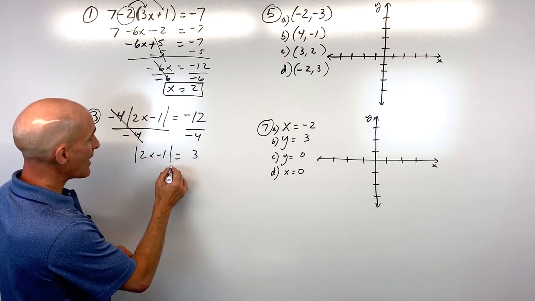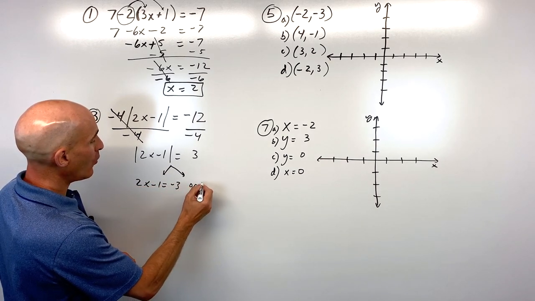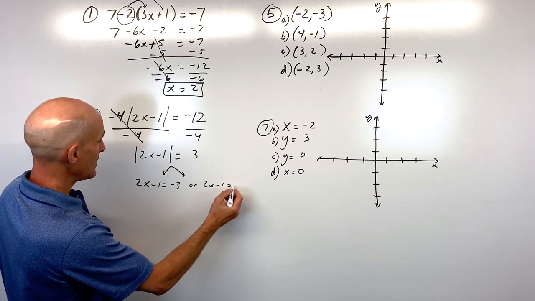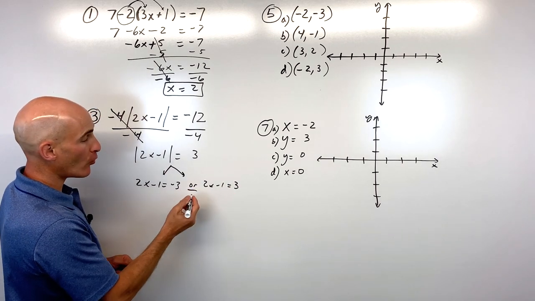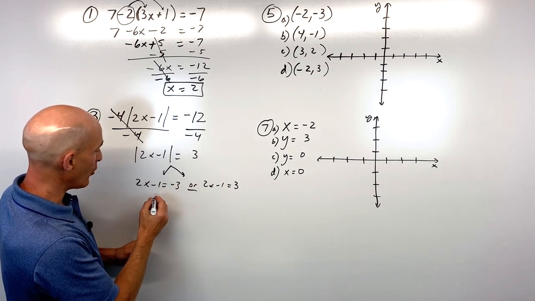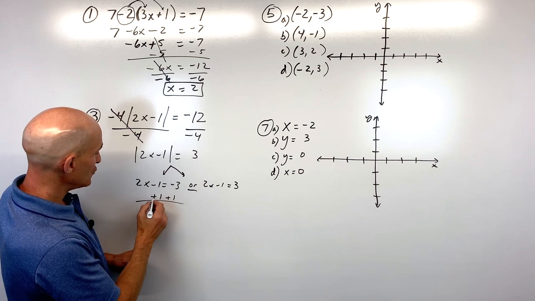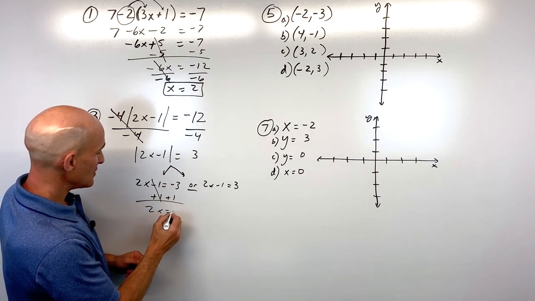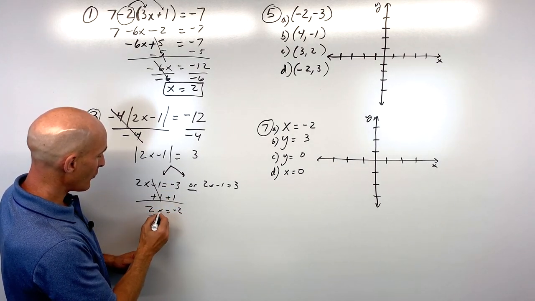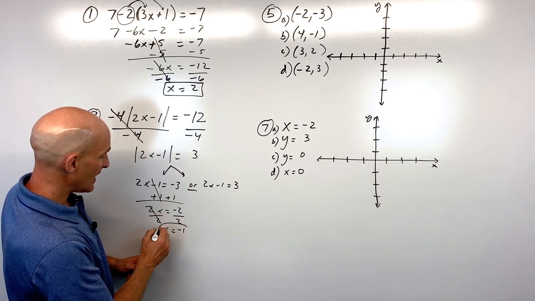So, working backwards, we're going to break this up into 2x minus 1 equals negative 3, or 2x minus 1 equals positive 3. And remember, in math, "or" actually means both, right? It means union, not one or the other. It's actually both. So we're going to add 1 to both sides. These are going to cancel. We get 2x equals negative 2. Then instead of multiplying by 2, we're going to divide both sides by 2, and that comes out to negative 1.